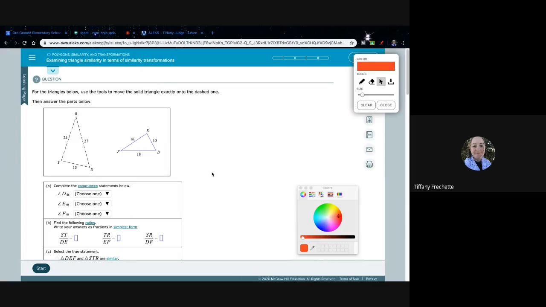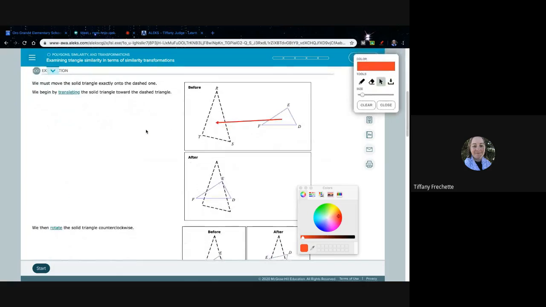Examining triangle similarity in terms of similarity transformations. All right, so the first thing we're going to do is there are some tools that we're given on the next page when we click start. We're going to try to get this blue triangle to match right up on top of this dotted line triangle. The only thing that's not nice about this tool is it's not going to take the letters and the numbers with it. So we're going to have to remember as we turn it or flip it what we're doing to the triangle and match that up.